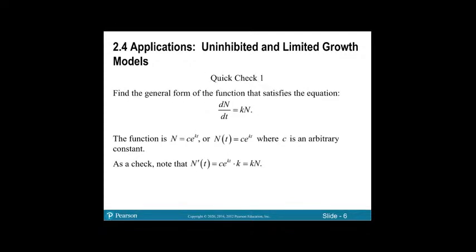So, okay, let's look at this one. It says the function N equals ce to the kt, where c is an arbitrary constant. As a check, note that N prime of this is going to be k times this.